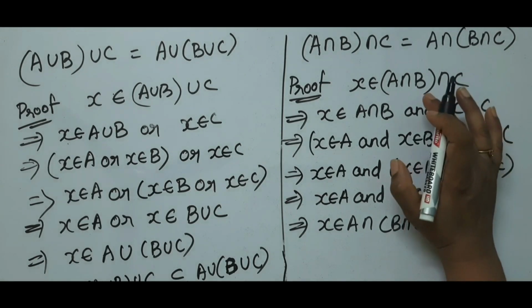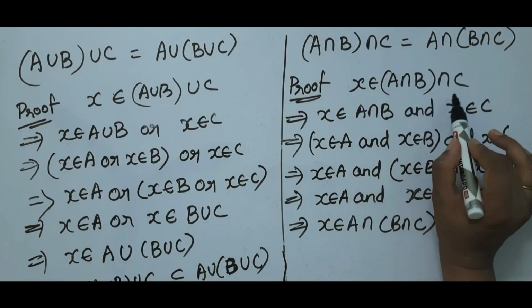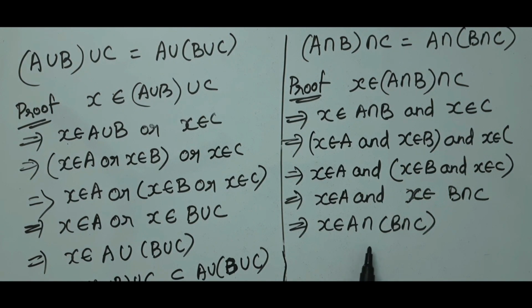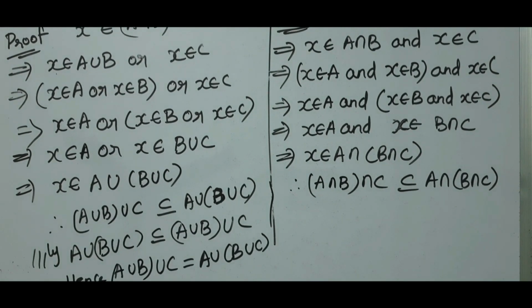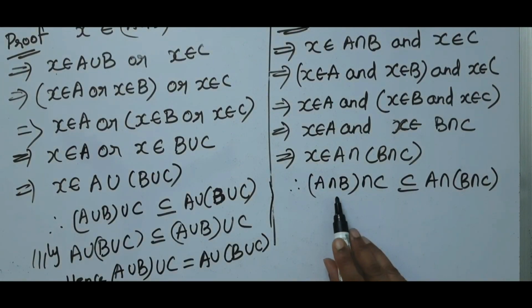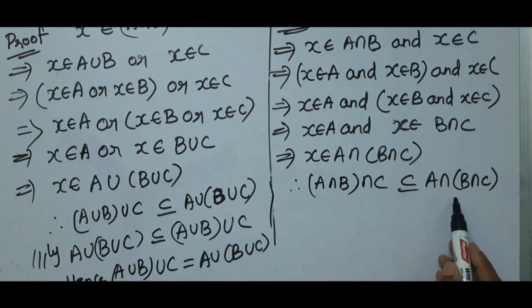So we have taken an element which belongs to A intersection B intersection C, and we have proved that the same element belongs to A intersection B intersection C. Then it is clear that the elements of this set are in this set. Hence, A intersection B intersection C is a subset of A intersection B intersection C. So we have proved that the elements of this set are in this. Similarly, we have to prove the elements of this set are in this.